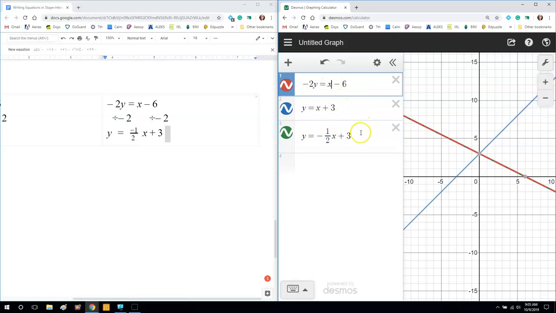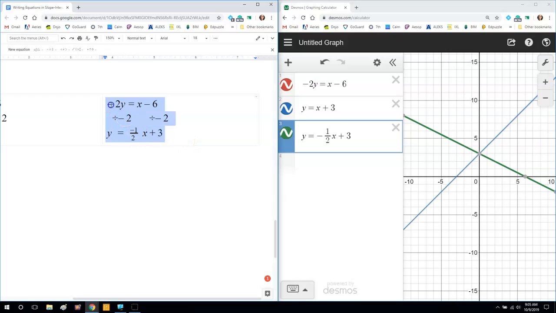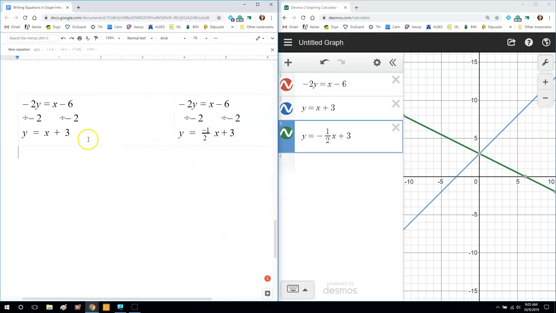Okay, if I switch back and forth, and that's because they are the same line. So if they lie on top of each other, they're the same line, which means we isolated our y correctly and we put it in slope-intercept form. Okay. And that is it.